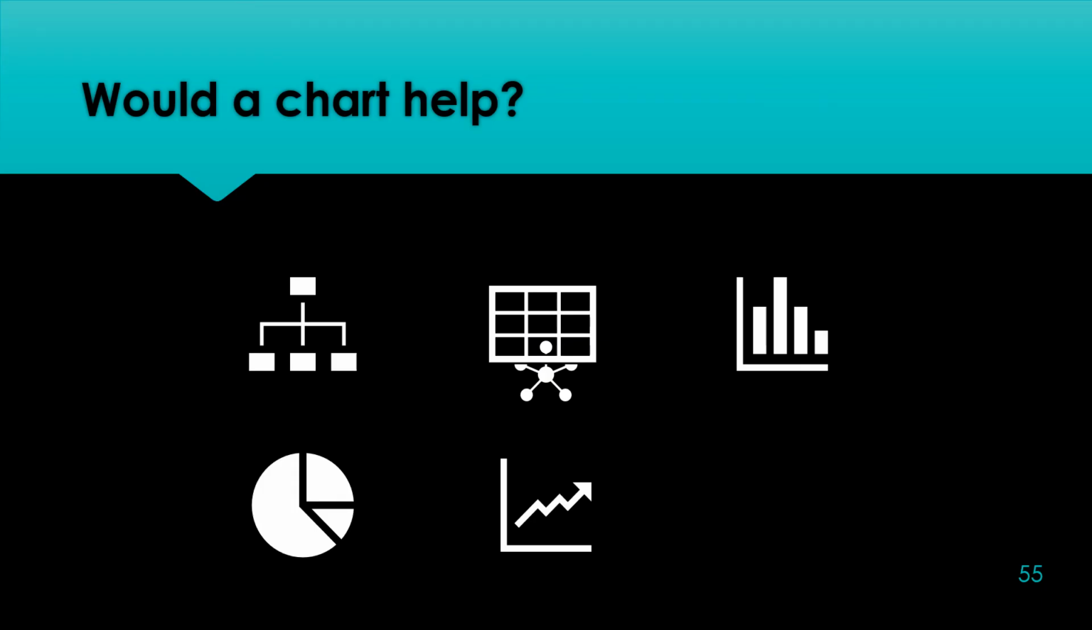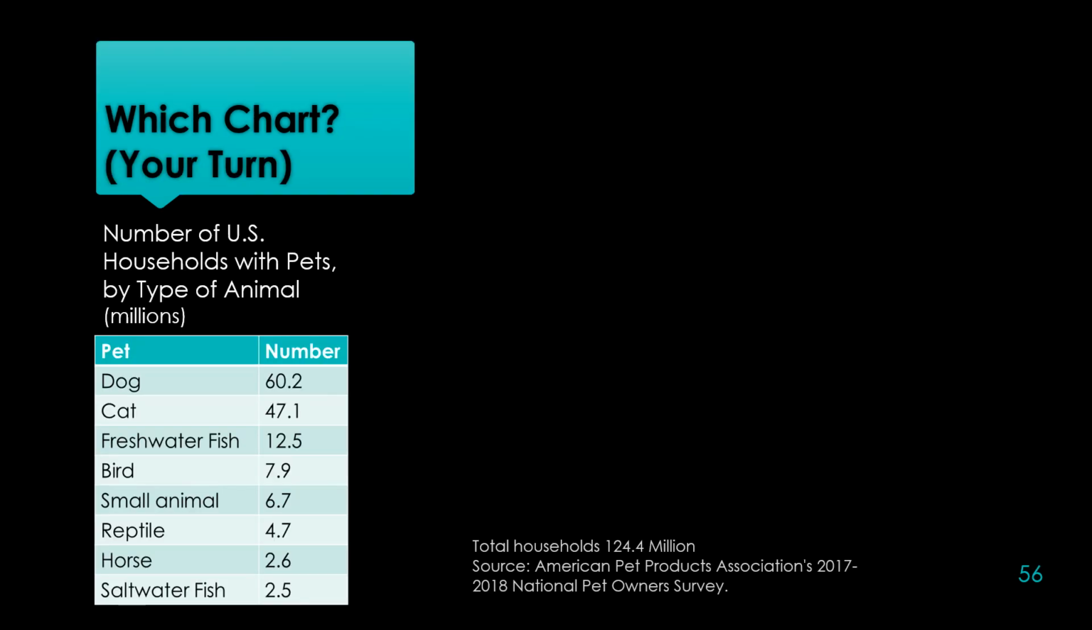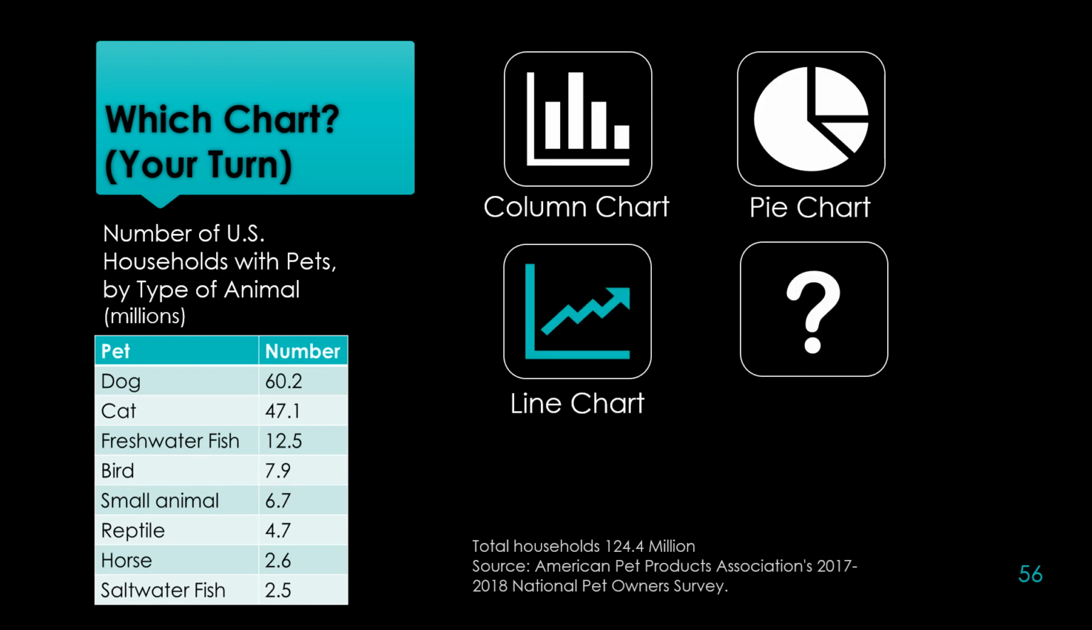Well, sometimes you have more data than you can really just show with a picture. So you have to ask yourself, would a chart help? And what chart? Here is a set of data on the number of U.S. households with pets by type of animal. What chart do you think would be best for displaying this data? Let's take a look at each type.